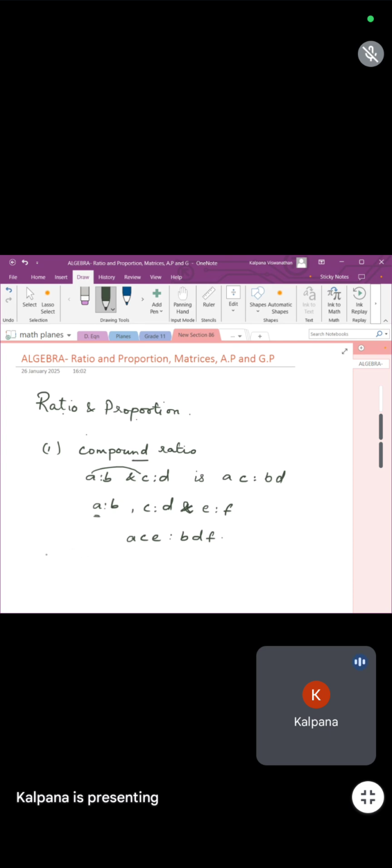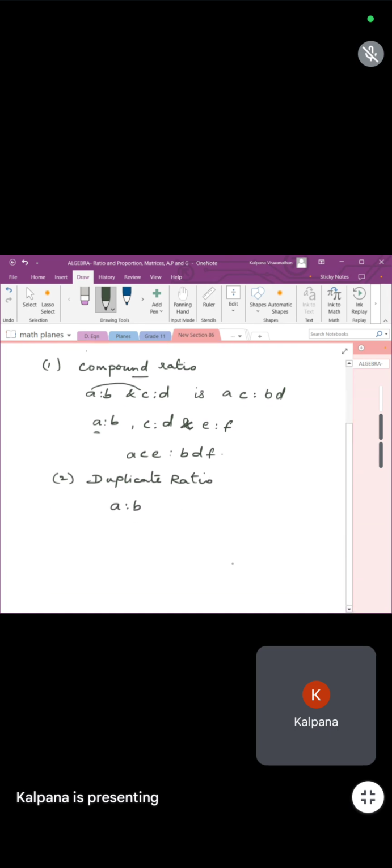Next one, we have something called duplicate ratio that I think all of you know. What is duplicate ratio? Duplicate ratio of A is to B. Duplicate means it is the square of it. The duplicate ratio of A is to B is A square is to B square.